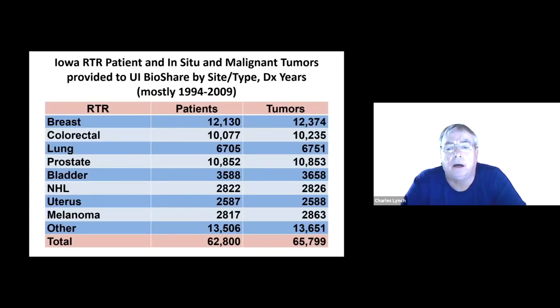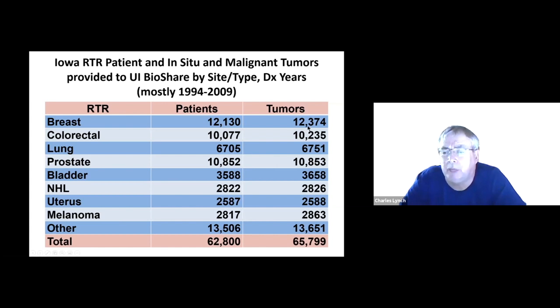Now, in the RTR, those 65,799 tumors that we have are distributed across all sites, but the common sites are breast, colorectal, lung, and prostate. These are the major cancers that we see in the state of Iowa and nationwide. And after that, you have bladder, non-Hodgkin's lymphoma, uterus, melanoma. These are all in the top 10. So the residual tissue repository is pretty reflective of what's going on in the state of Iowa.